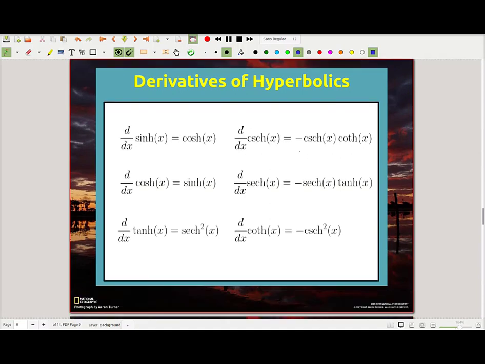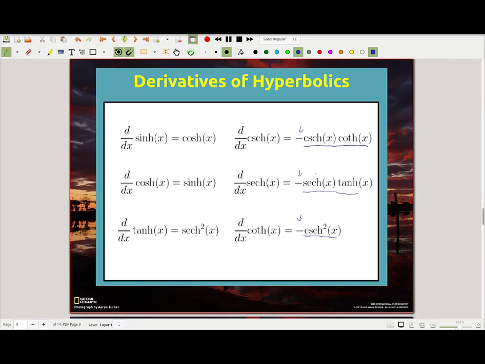Alright, so here are the rest of those derivatives. Derivative of cosech is negative cosech cotanh. Derivative of sech is negative sech tanh. And derivative of coth, cotangent hyperbolic, I should be a little careful about how I pronounce this one, is negative cosech squared. So notice where the negatives are compared to where they were on the trig functions.